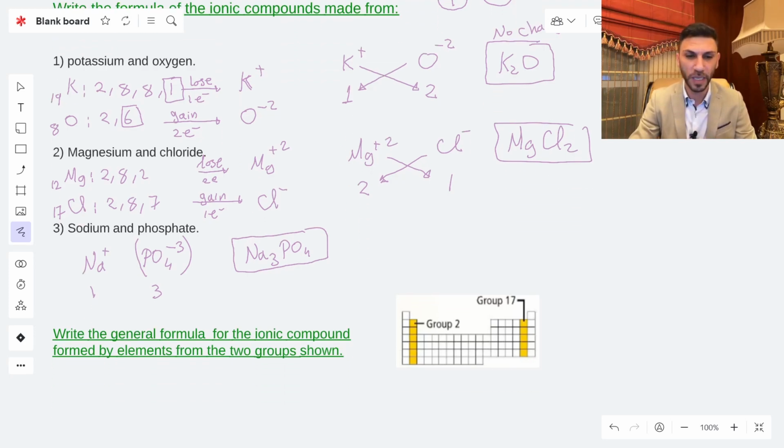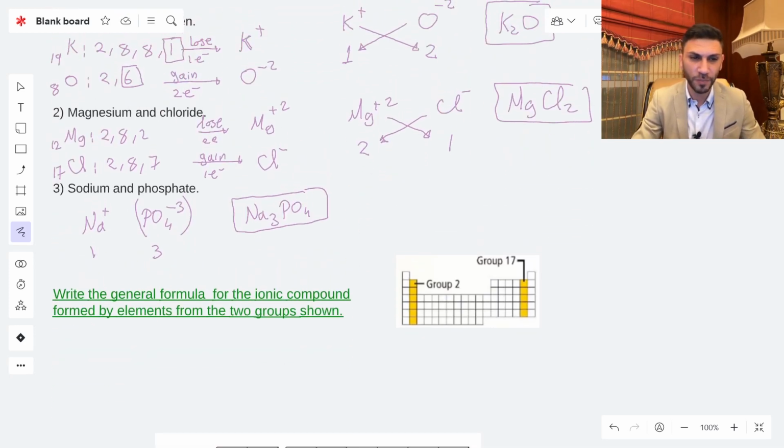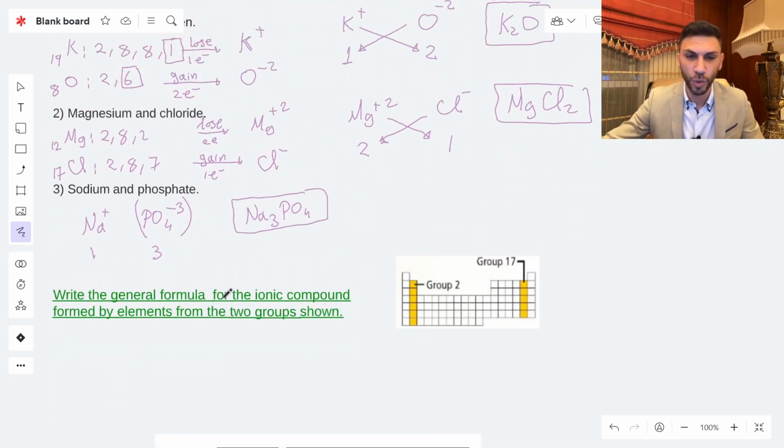All right. Now, the last example: write the general formula for the ionic compound formed by elements from the two groups shown. Basically, we have group number 2 and group number 17. I'm going to call the elements of group 2 X and group 17 Y to write the general formula for it. It's a challenge question.